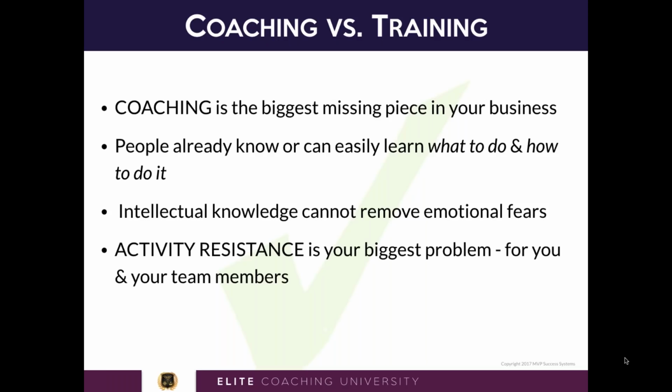Widening that gap will produce more frustration. The biggest problem in direct sales is activity resistance. It's not activity understanding. It's not activity knowledge. It's activity resistance. People know what to do. Make phone calls, talk to people, say stuff, move your mouth, make sounds. People know what to do. And none of it's rocket science, but people are resistant to doing the activities. So activity resistance is the biggest problem. It's going to be the biggest problem for you. It's going to be the biggest problem for your team members.